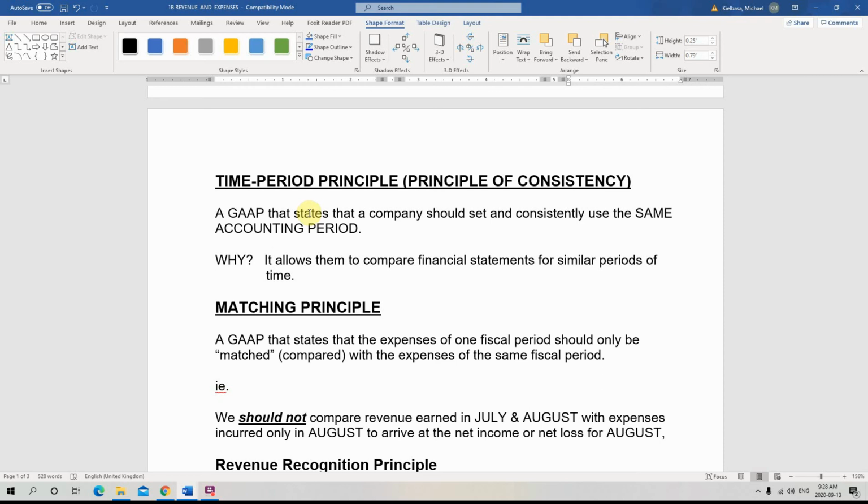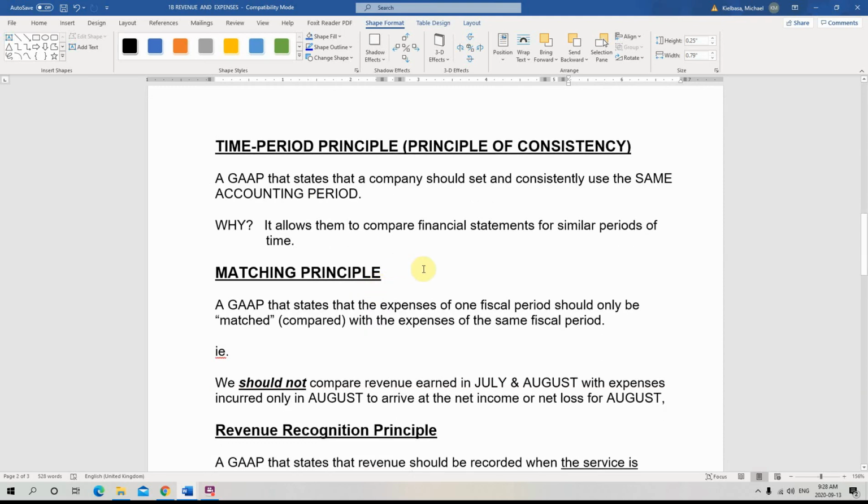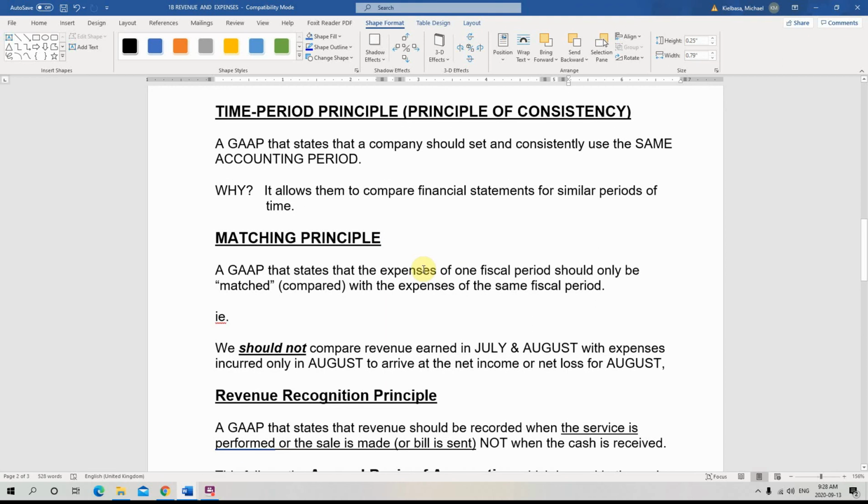Now, another GAAP, or generally accepted accounting principle, is the matching principle. And it's a GAAP that states that the expenses of one fiscal period should only be compared with the revenue of the same fiscal period.